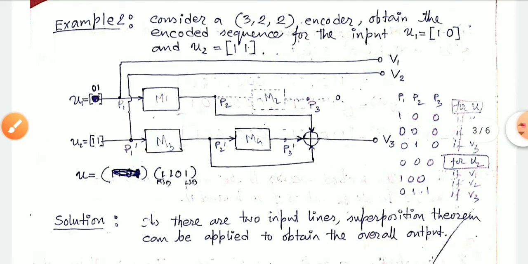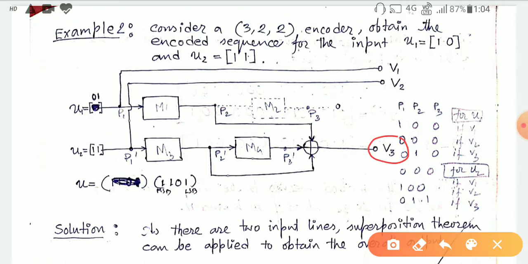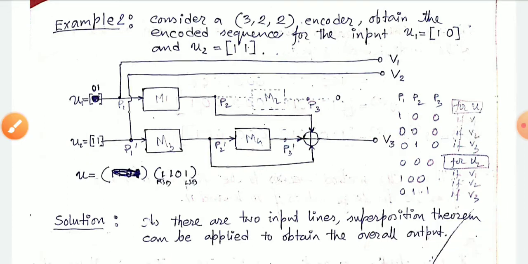What will it be for v3? For v3, look, here p2 dash and p3 dash are used. So what will be the form? p1 dash is not used, so this will be 0 1 1. So due to u2 only, v3 will be defined as 0 1 1. So this is the ultimate notation by which you can so easily get the output form.